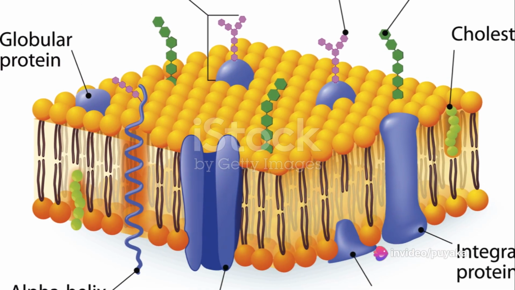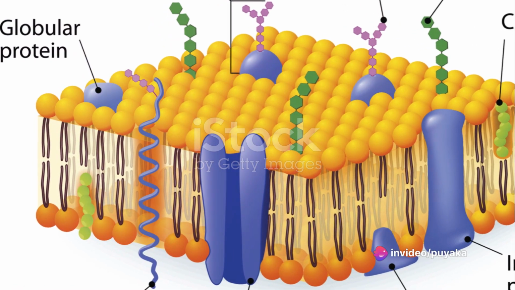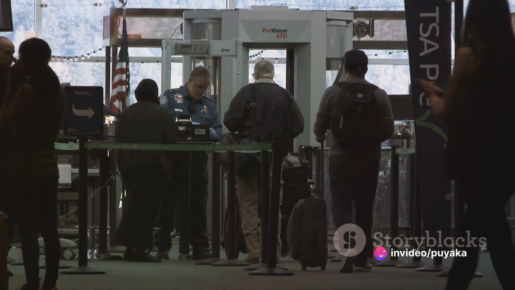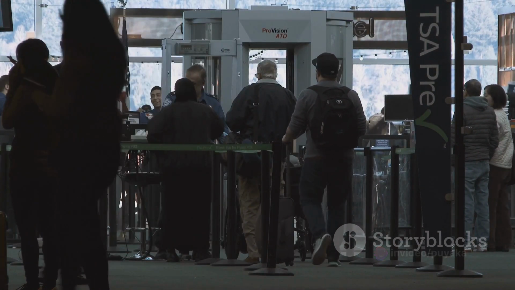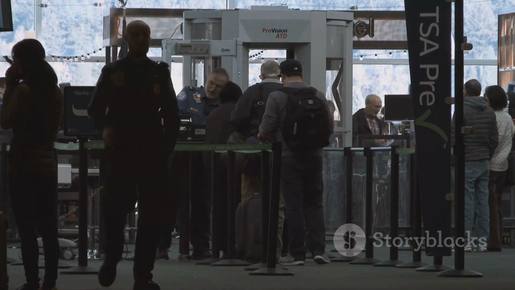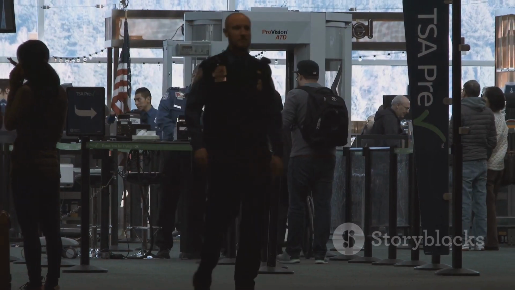Its outermost layer, the cell membrane, acts as the city wall. It's the gatekeeper, controlling the movement of substances in and out of the cell, ensuring only the good stuff gets in and waste is effectively removed.